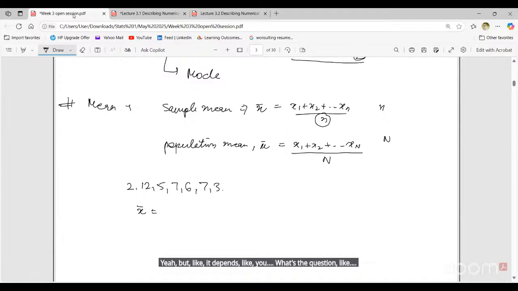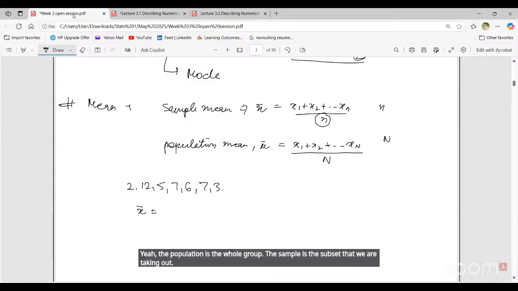Ma'am, sample means the whole group, population means the subgroup? The population is the whole group. The sample is the subset that we are taking out. Yes, ma'am. Okay, let's see an example.